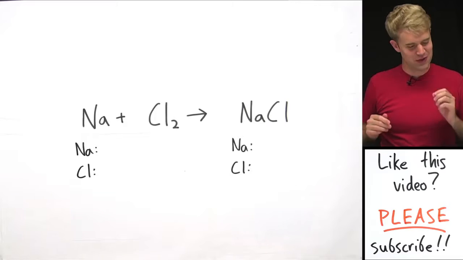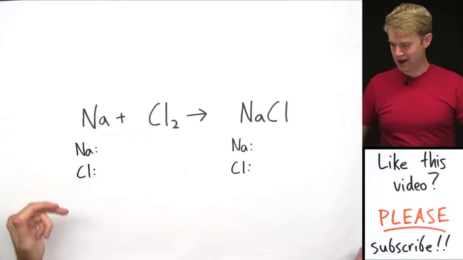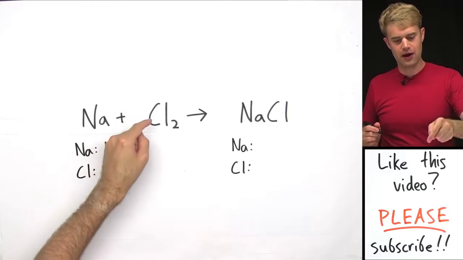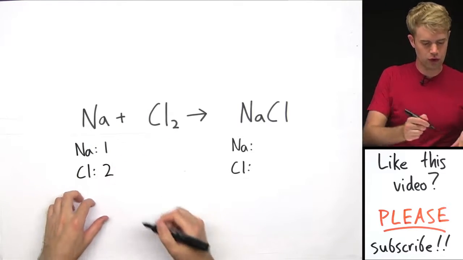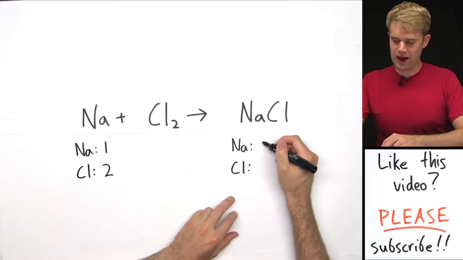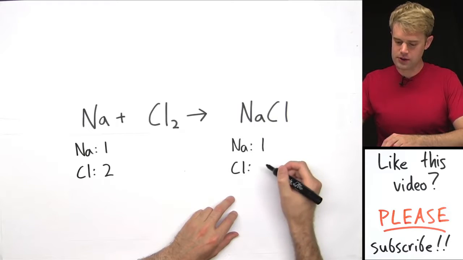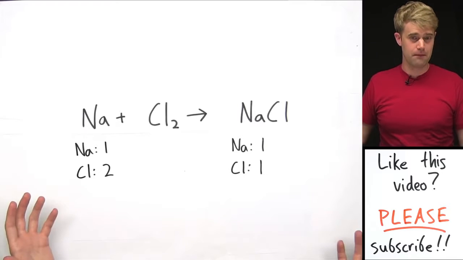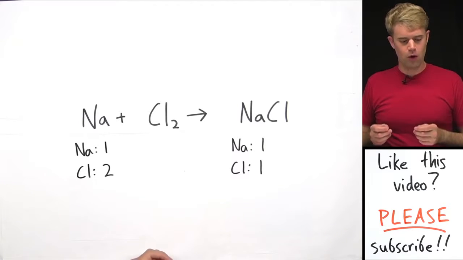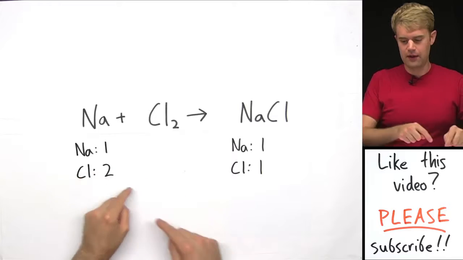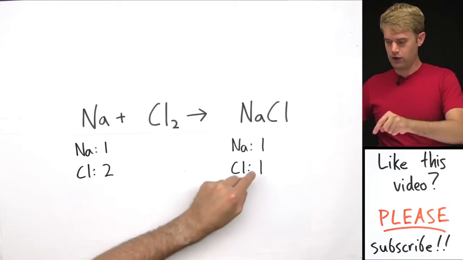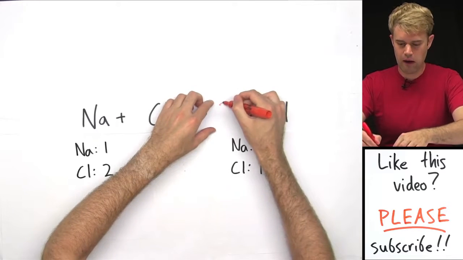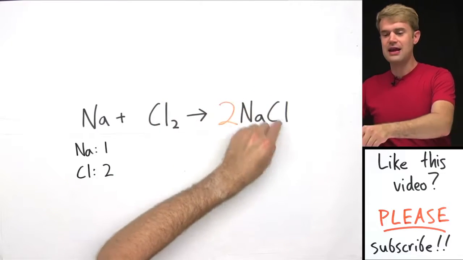Okay, so this one here has sodium and chlorine. Over here we got 1 sodium and we have Cl2. We have 2 chlorine atoms. Over here we have NaCl, so we have 1 Na and 1 Cl. Okay, how am I going to start? Well, I have more chlorine on this side. I have 2 over here and I only have 1 here. Okay, so I can start out by putting a 2 in front of NaCl.